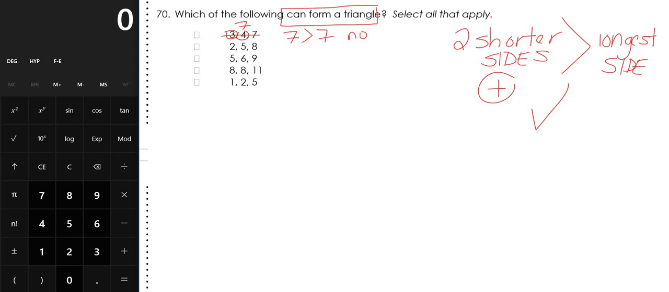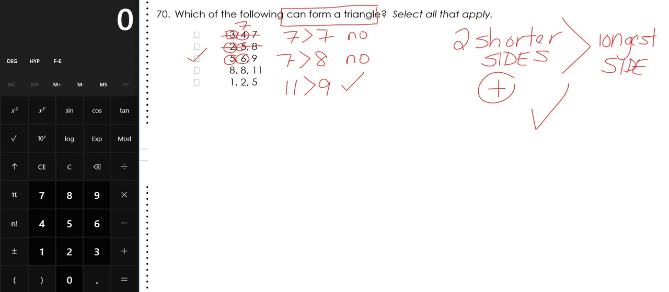The next one, 2, 5, and 8. 2 and 5 are my two shorter sides. Together, again, they make 7. Is 7 larger than 8? And the answer is no. 7 is smaller than 8, so no, these will not form a triangle. Third one, 5 and 6. Those are the two shorter ones. Add them together. We get 11. Is 11 larger than 9? Yes, it is. So the third one will form a triangle.